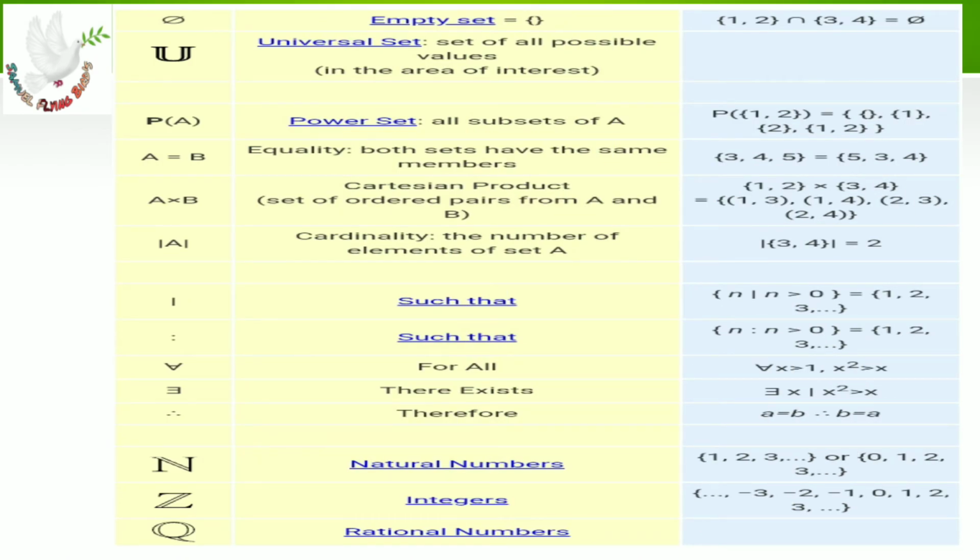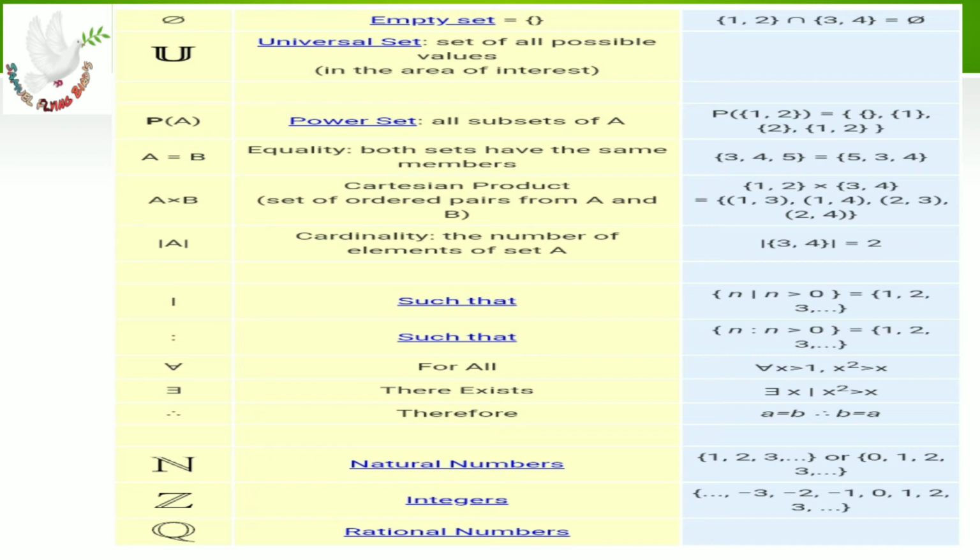Next one, the empty set or null set. The empty set is written with empty curly brackets. For example, {1, 2} intersection {3, 4} is equal to the empty set. U is written as the universal set: the set of all possible values in the area of interest. It may be any area like numbers, alphabets, or symbols.